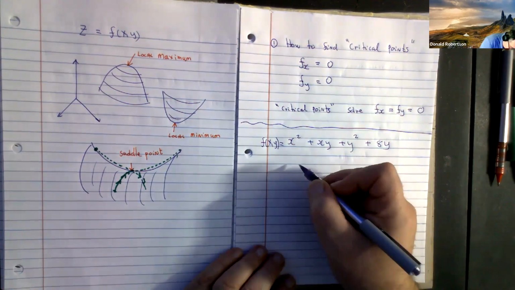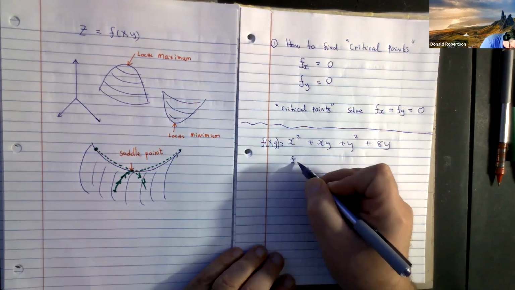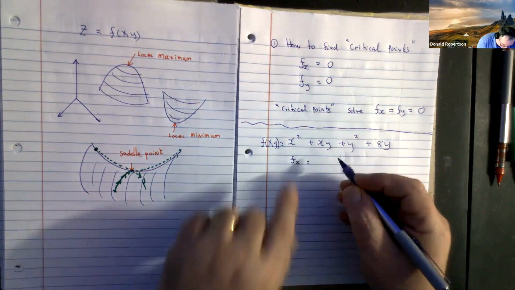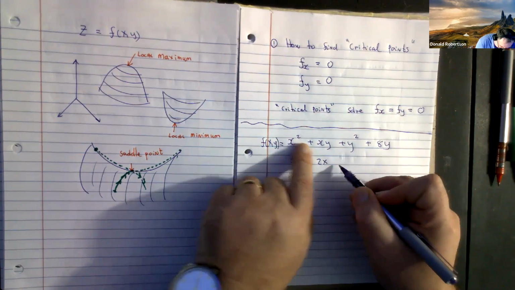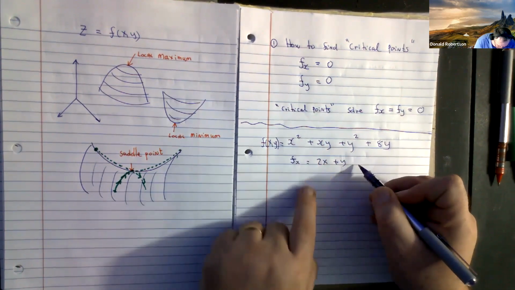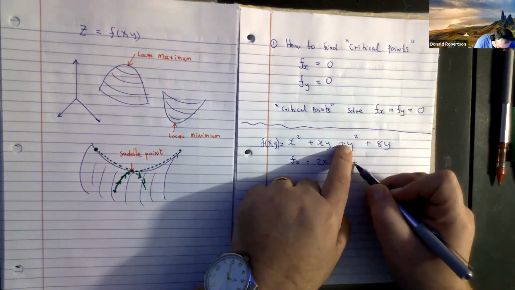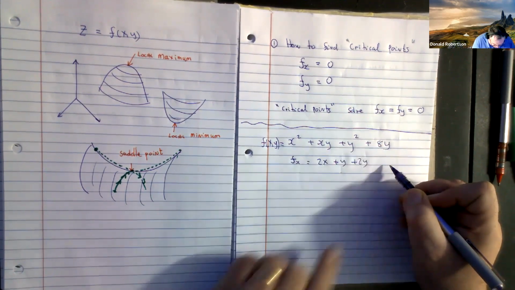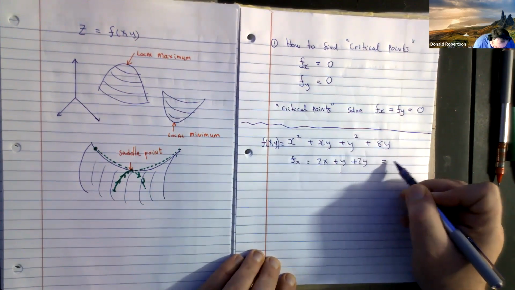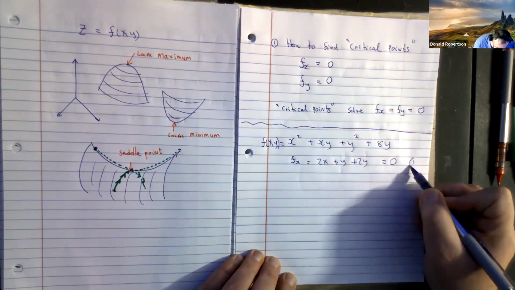Now, I'm going to do the partial derivative with respect to x. So that's going to get me 2x plus y plus 2y, and that's going to get me 0. So I want that to be equal to 0, and I'll call that equation 1.